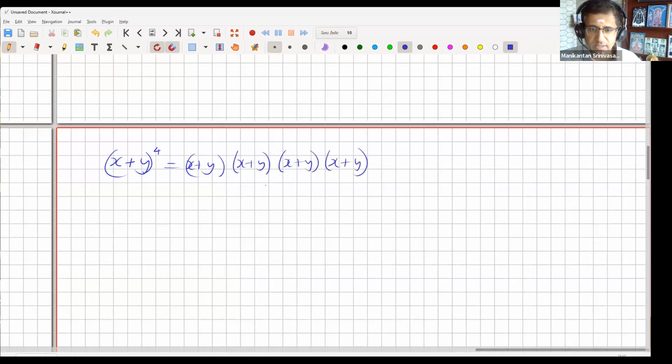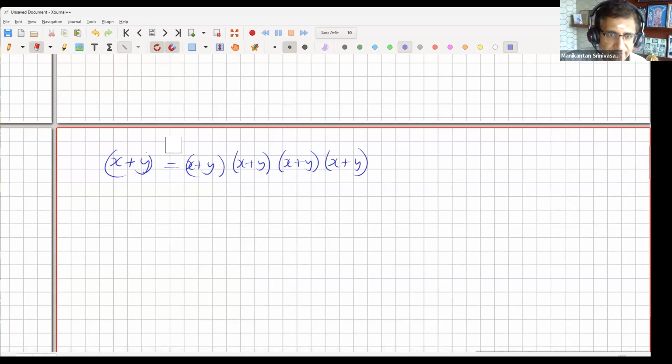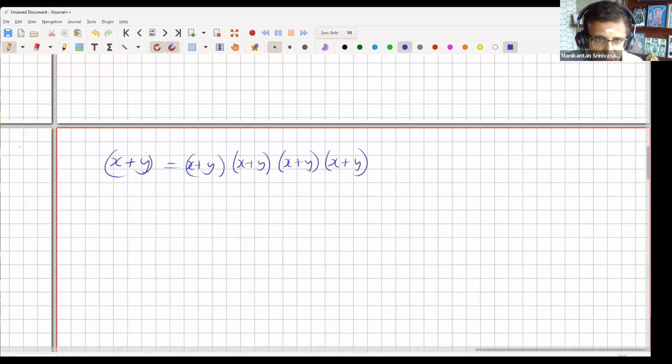Suppose I'm questioning, in fact, I'll take power 5 so that you can illustrate it better. Suppose it's x plus y whole power 5. And I question myself, what is the coefficient of x cubed y square? First of all, the powers will add up to 5 always, because it's x plus y whole power 5.